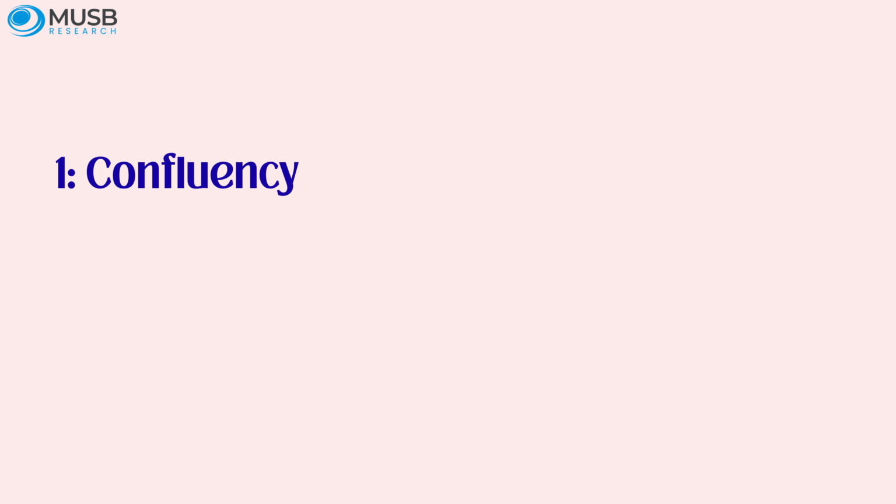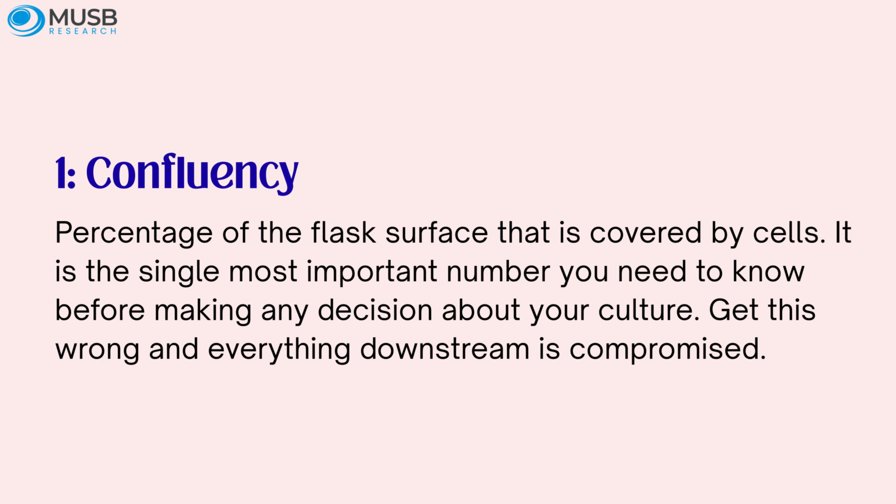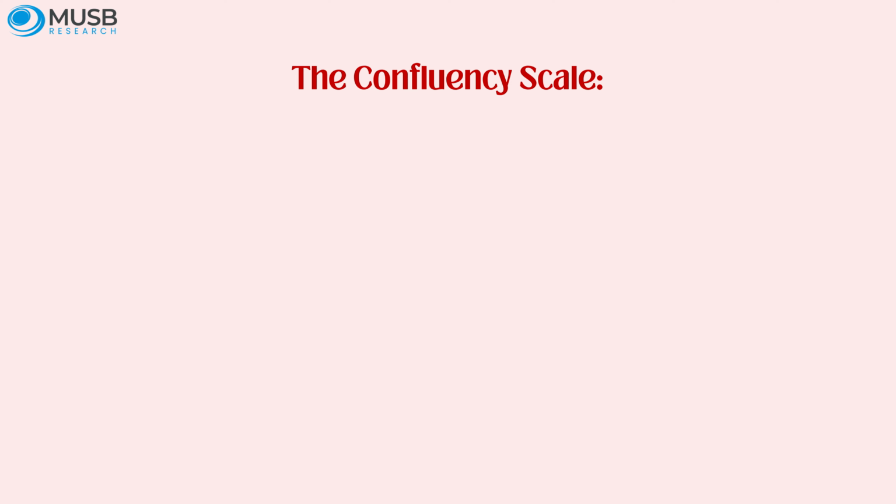Assessment 1. Confluency. Confluency is the percentage of the flask surface that is covered by cells. It is the single most important number you need to know before making any decision about your culture. Get this wrong and everything downstream is compromised. Take a look at this confluency scale.